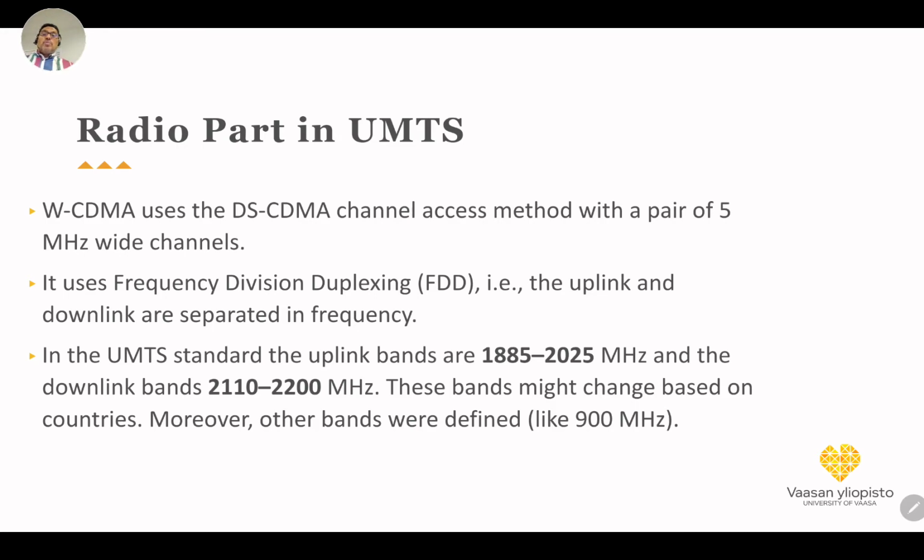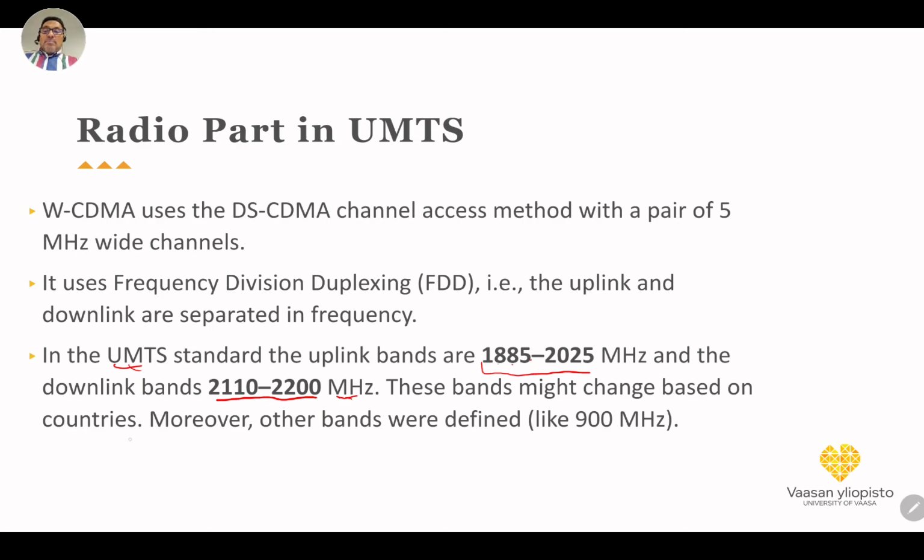Okay, what is the radio part in UMTS? As we mentioned before, the radio part is based on CDMA, and in the UMTS standard they use the uplink from 1885 up to 2025 megahertz. So the total here is 140 megahertz for the uplink, and the downlink is from 2110 up to 2200 megahertz. So this is for the uplink and also for the downlink.